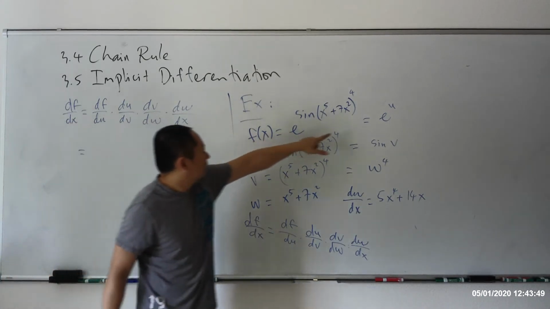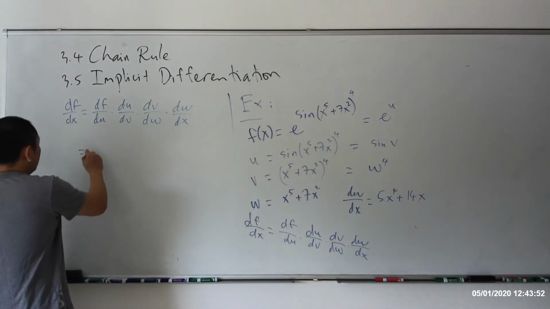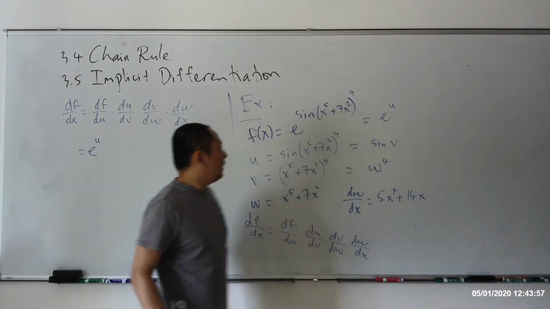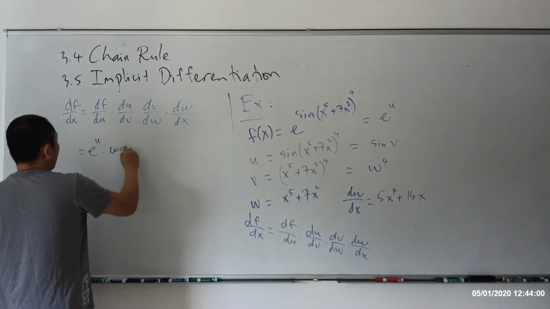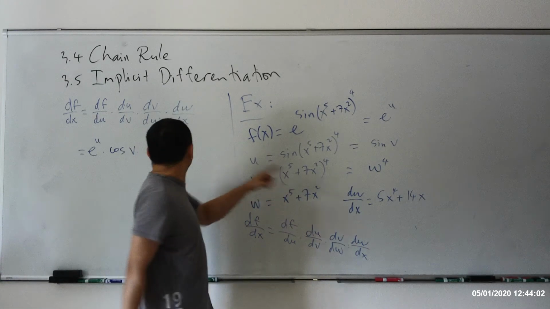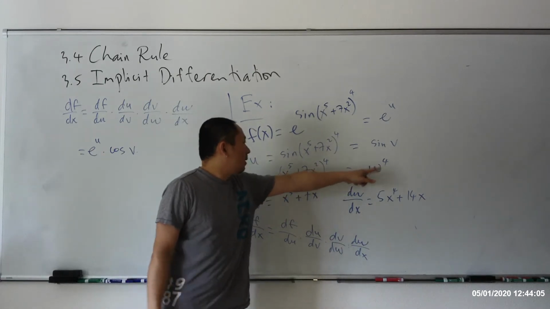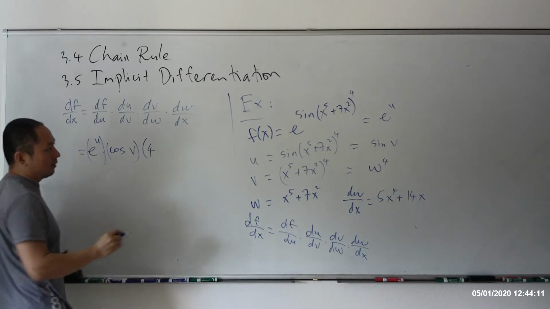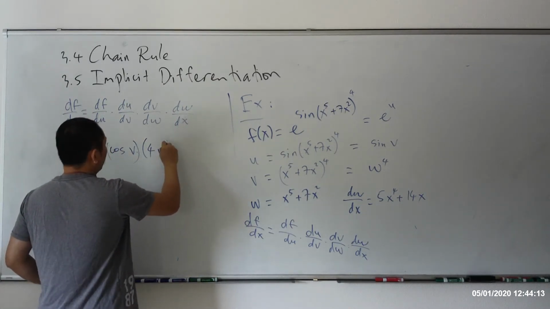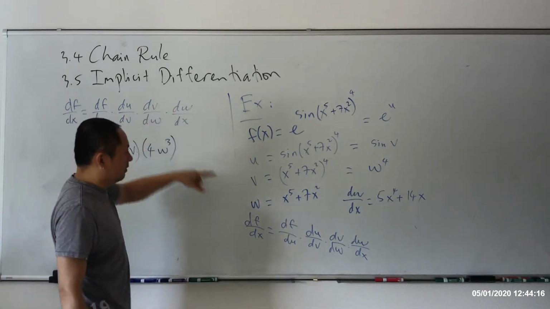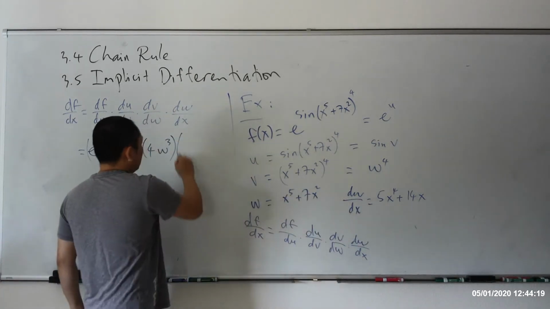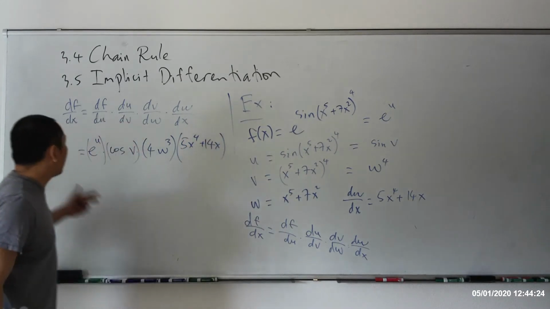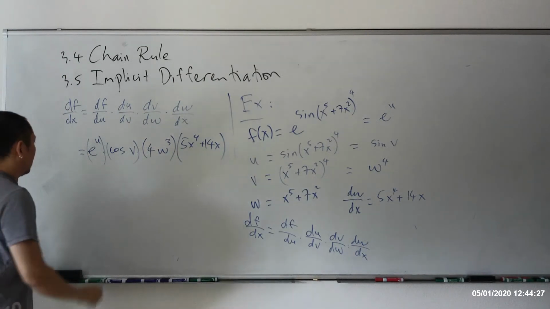df over du. e to the u, derivative is e to the u. du over dv. U right here, sine v, derivative is cosine v. And dv over dw. So v is w to the 4th, let's make parentheses to separate them. Derivative is 4 times w to the 3rd. And what is dw over dx? dw over dx is 5x to the 4 plus 14x. Okay? Now you guys, all you have to do is rewrite everything in terms of x, and you're done.